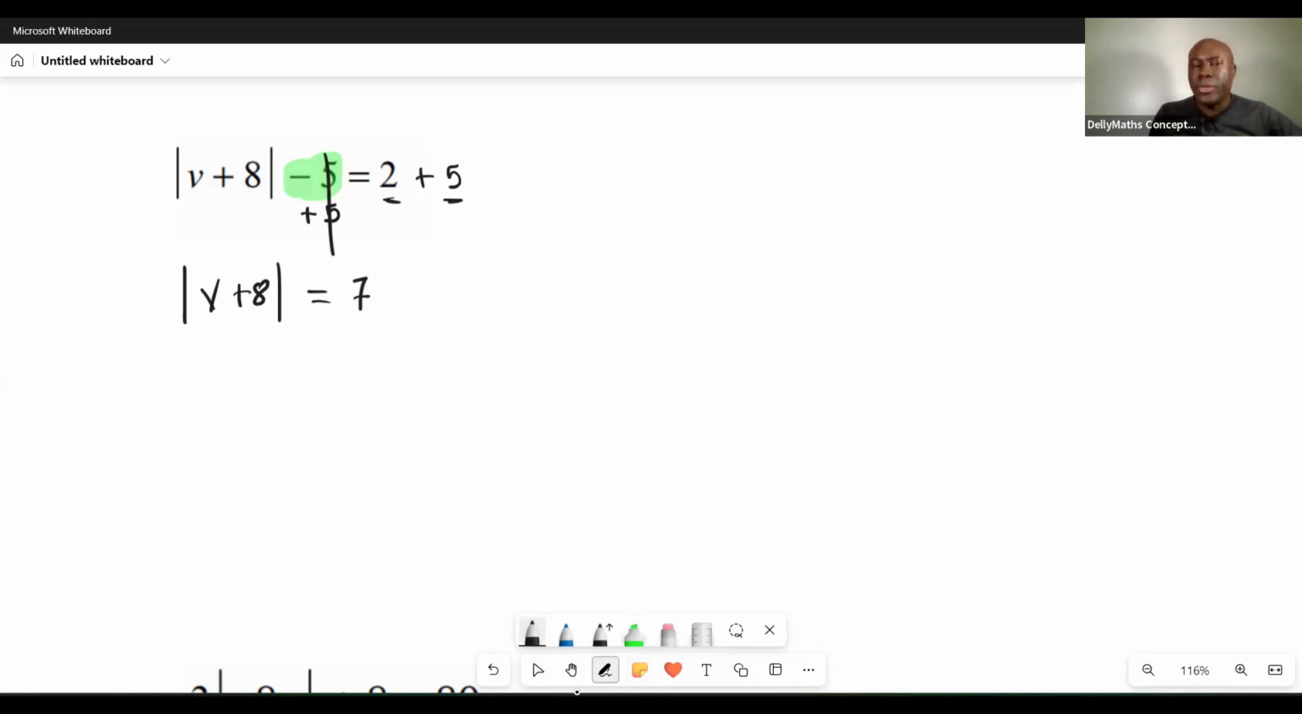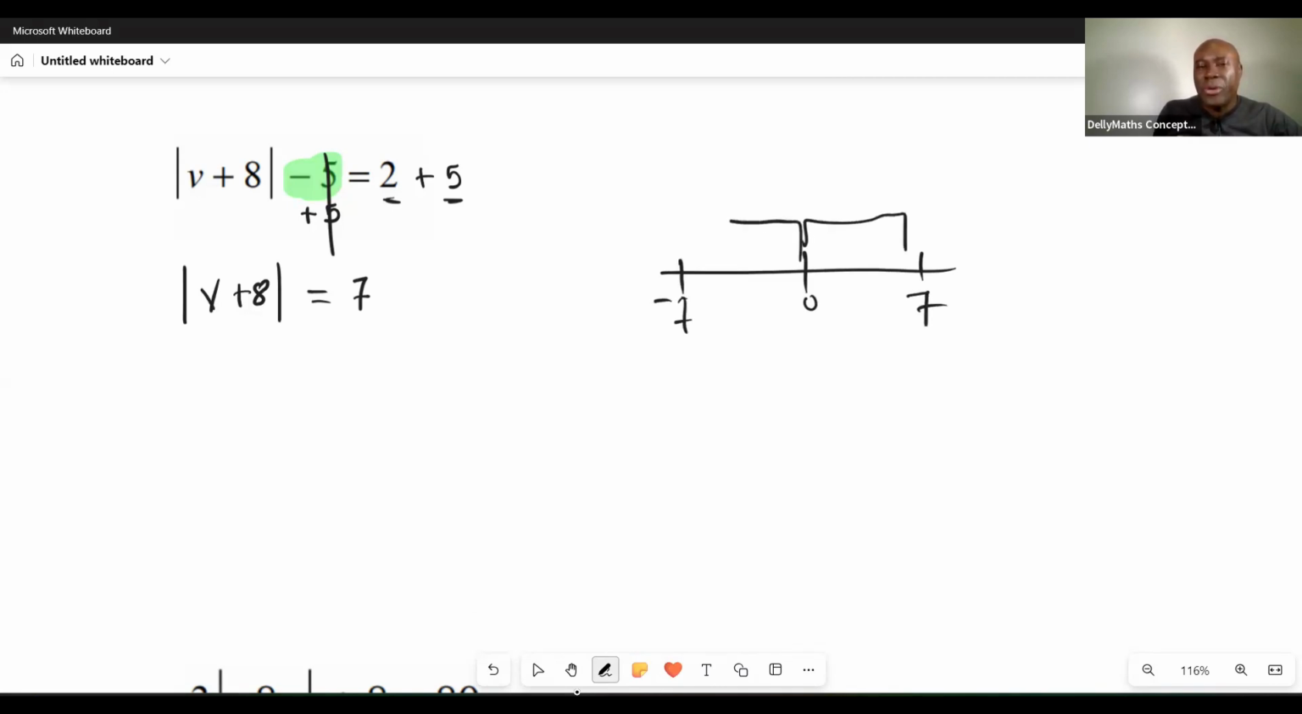We can now apply ourselves to it. Remember, this is saying, hey, the absolute value of some idea is 7 units from zero. And we're like, okay, 7 units from zero can be achieved two ways. One is that it is actually 7, but secondly, it is -7. So we're talking about how far is something from zero. All right. So in this case, we're going to write our two solutions. So it's going to be v plus 8 equal to 7. We're going to solve that.